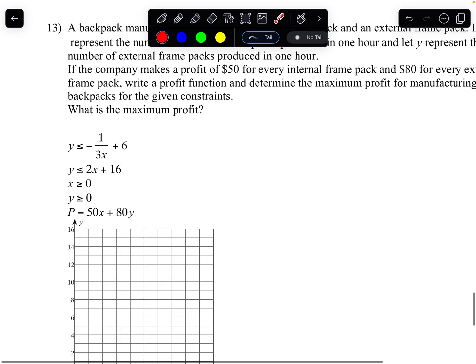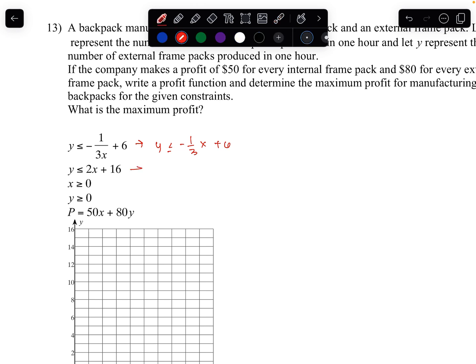Now I do have some typos here. This right here is y is less than or equal to -1 over 3 x plus 6. We're not saying the x is in the denominator because there is a difference. And then this one right here is not supposed to be 2x. That's y is less than or equal to -2x plus 16. And that's a big deal right there. So that should be negative, not positive.